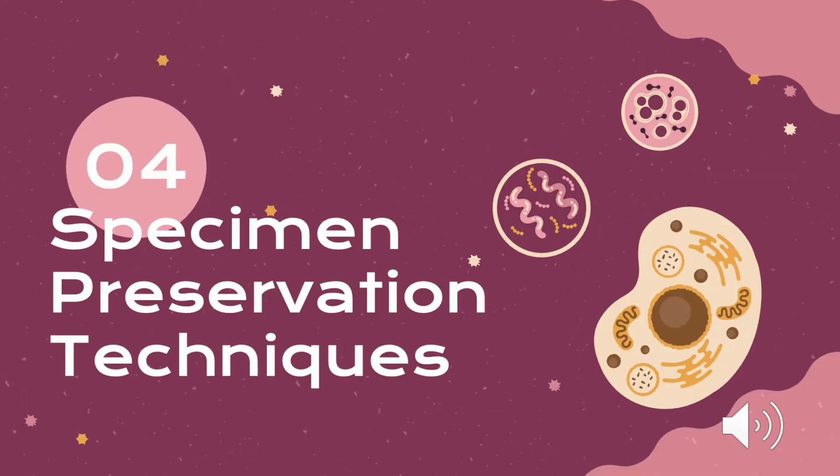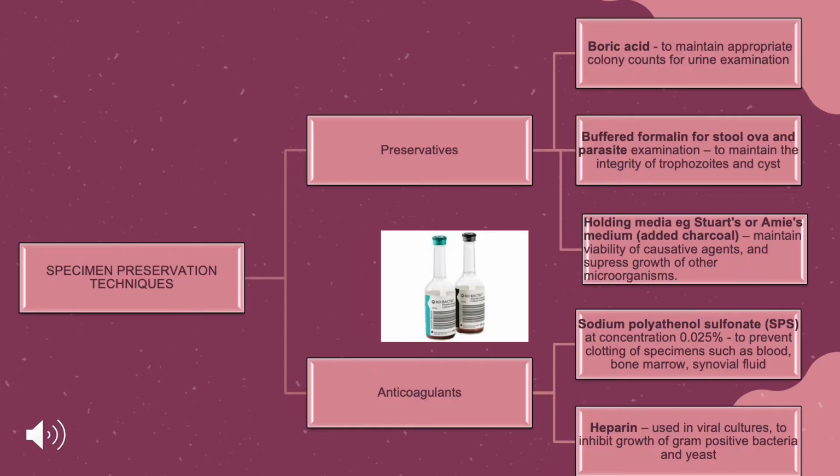Next are the specimen preservation techniques. There are 2 types of preservation techniques. First is the addition of preservatives in the specimen container. Second is the use of anticoagulants. For preservatives, a few examples are boric acid, which is useful for urine specimens, to maintain appropriate colony counts. There is also buffered formalin for stool ova and cyst examination, to maintain the integrity of trophozoites and cysts.